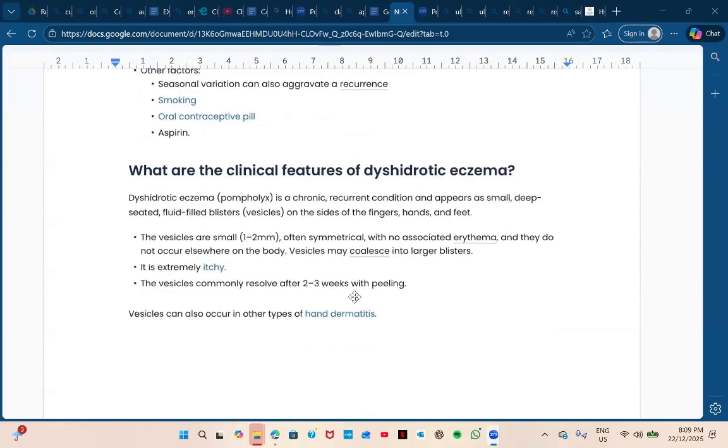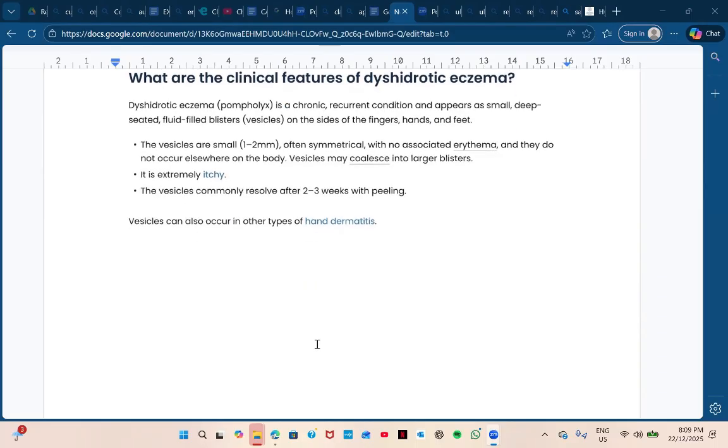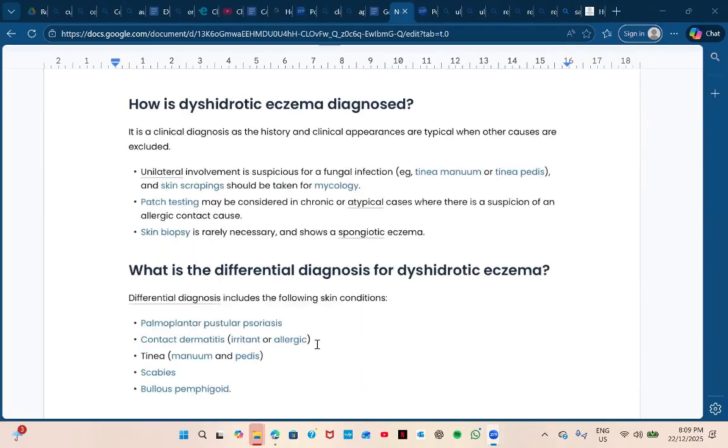Okay. So what are the clinical features? The vesicles are small, 1 to 2 millimeter, often symmetrical, not associated with erythema, and they do not occur elsewhere on the body. Vesicles may coalesce into larger blisters. It is extremely itchy. Vesicles commonly resolve after 2 to 3 weeks with peeling. Vesicles can occur in other types of hand dermatitis.